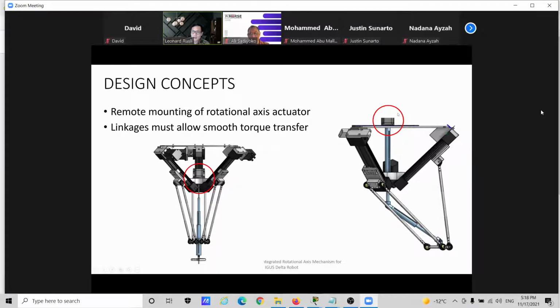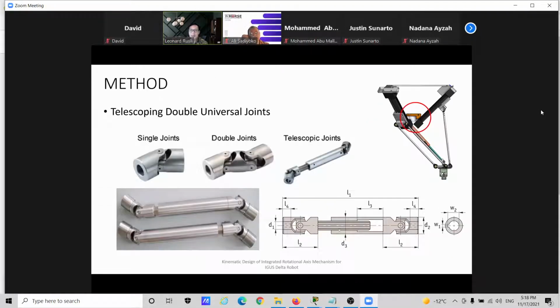We also considered mounting the servo way up top and then having 2 pin in a slot joints, having a sliding joint on the middle frame here, and having 2 universal joints. However, this also has too many degrees of freedom that will create some indeterminate positions. Therefore, what we came up with finally is a telescoping double universal joint.